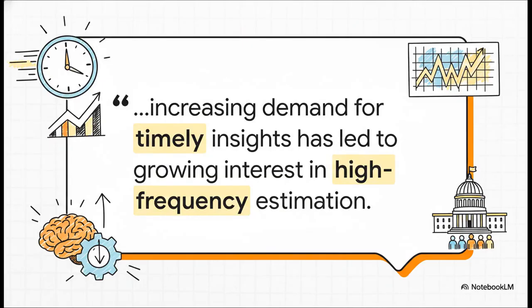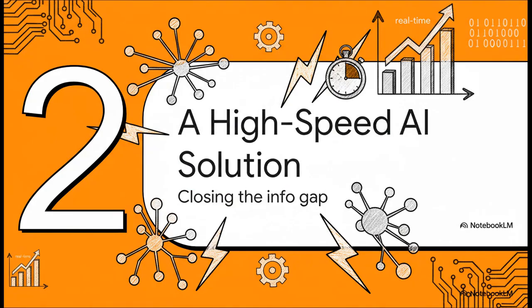And look, this isn't just some academic puzzle. As this quote points out, there's a huge demand for faster, more detailed information. People making big decisions in governments, on Wall Street, they need to know what's happening now, not 3 months ago. So, how do we fix this? How do we close that massive information gap?